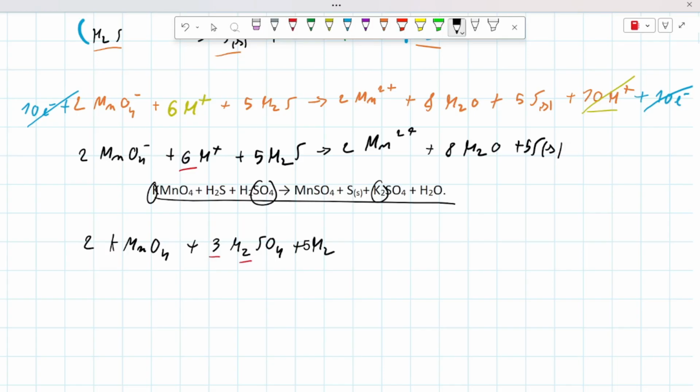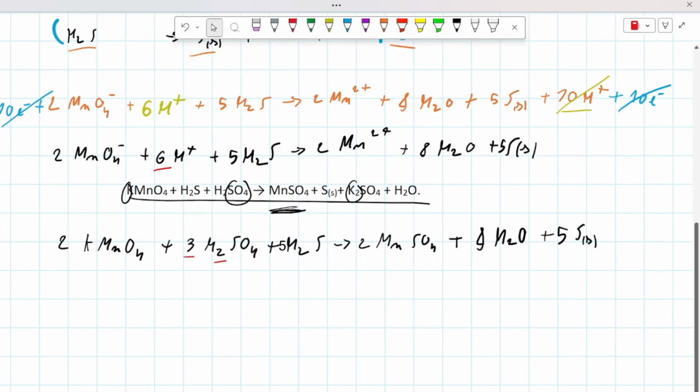Plus 5H2S, this reacts into 2Mn2 plus. What could we add to that? Well, here we see that we have MnSO4, so it will be 2MnSO4 plus 8H2O, we don't need to write anything to this, plus 5S in its solid form.